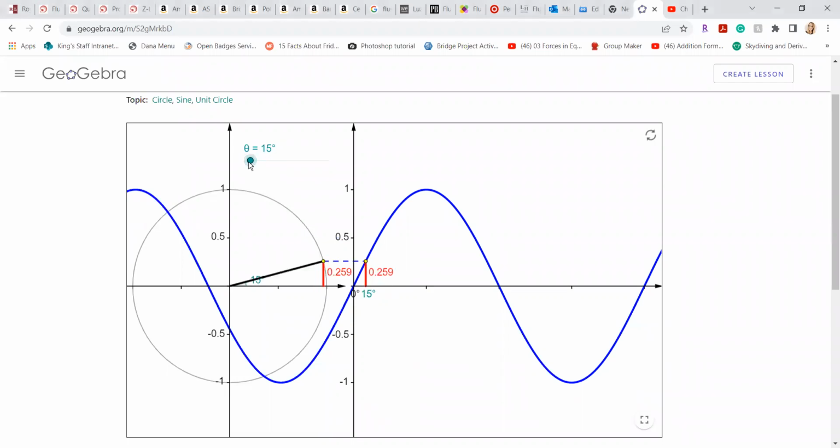I want you to track this red line as this point rotates around, and you're going to see the connection between the angle that you see inside this circle and the angle that you see over on the x-axis. And then you also see a connection between this red vertical line and where the point falls on this graph over here. So as I rotate around, you can just take a look at what's going on here.